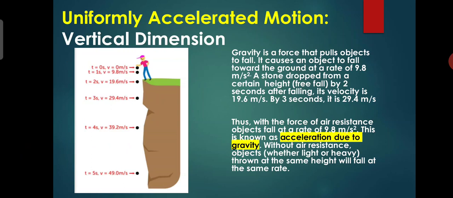And then we have this one, okay, stone drop from a certain height, free fall by 2 seconds after falling, its velocity is 19.6 meter per second. So by 3 seconds, it is 29.4 meter per second. So this 9.8 meter per second is what we call as acceleration due to gravity. So it was found out through experiments that objects fall at that rate, no? Whether it's heavy or light, as long as they are in a vacuum.